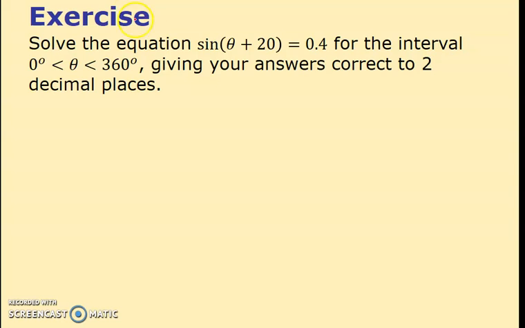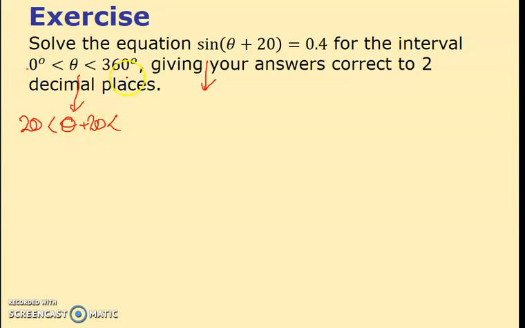Third example of a transformed equation. I quite like these, to be honest. Well, first of all, let's just look. It says theta plus 20 here. So I change my interval. This is written as inequalities, but you get the idea. I add 20 onto that because it says add 20 here.